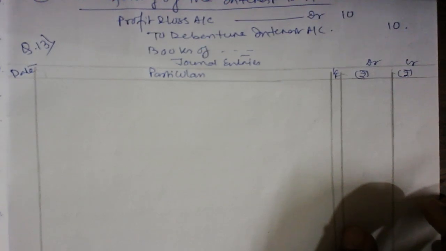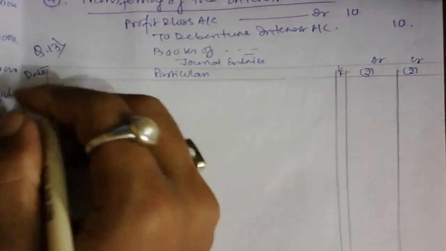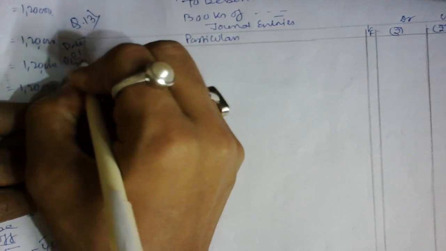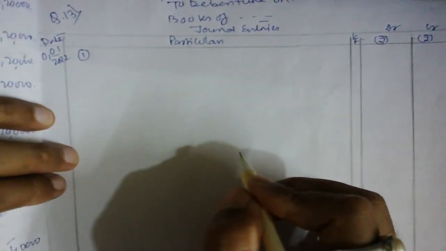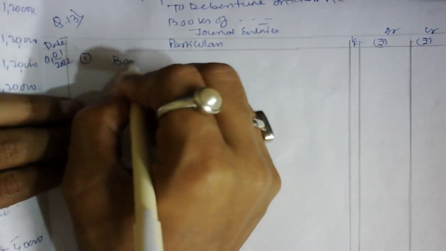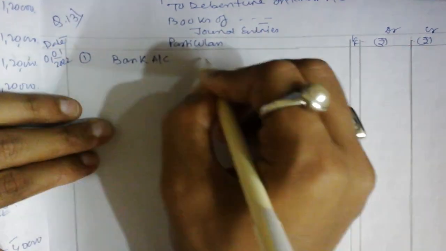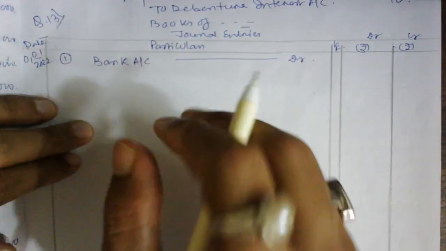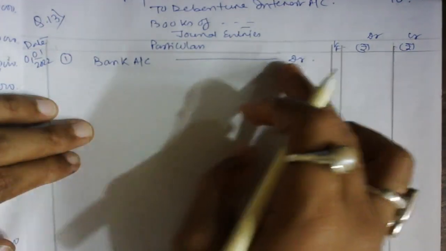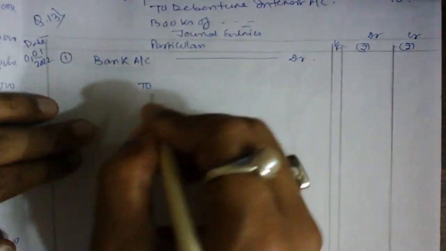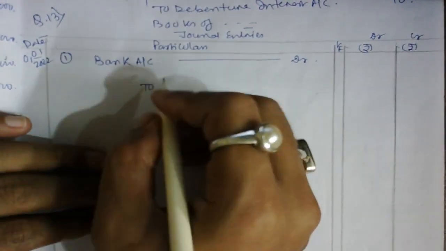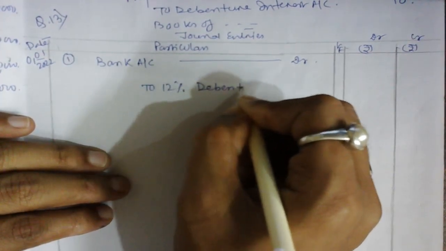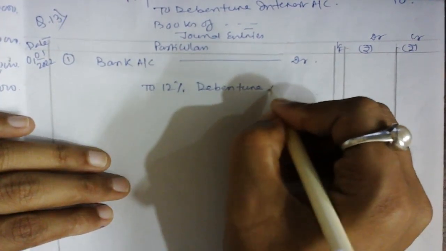See guys, नंबर 1, डेट डाल दीजिए 01/01/2022. नंबर 1 जनरल क्या होगा, बैंक अकाउंट डेबिट, बैंक तो डेबिट होने चाहिए क्योंकि when we issue the debenture we are receiving the money, so bank debit. 2, the percentage of debenture is 12%, so you can write 12% debenture, because debenture is a liability and loan capital, that's why it's credited.